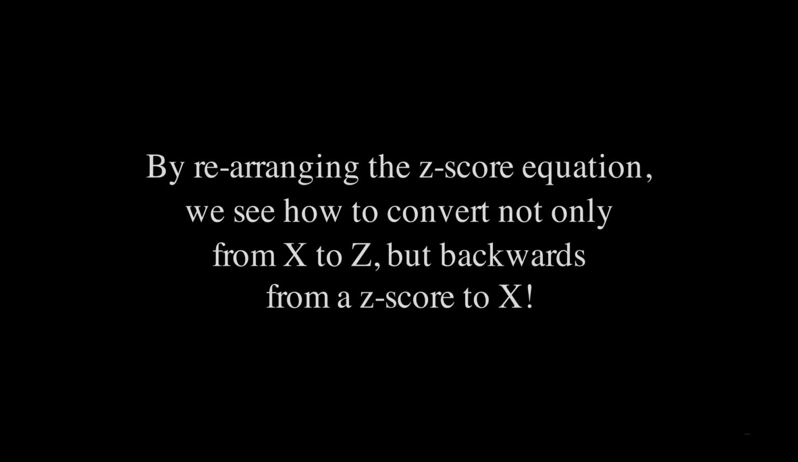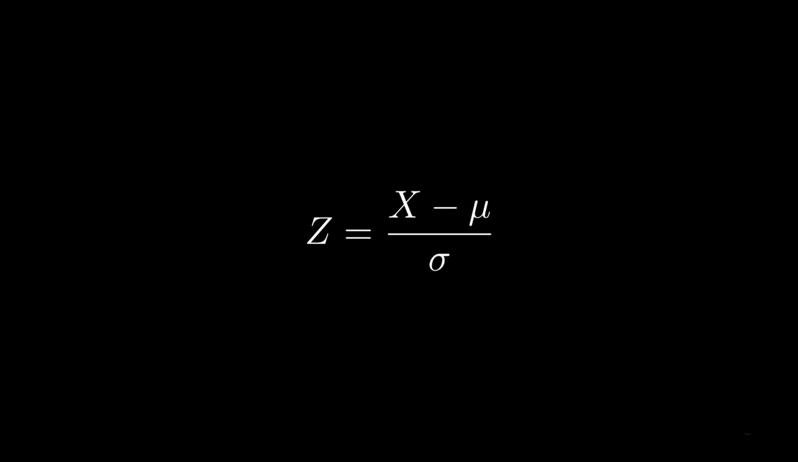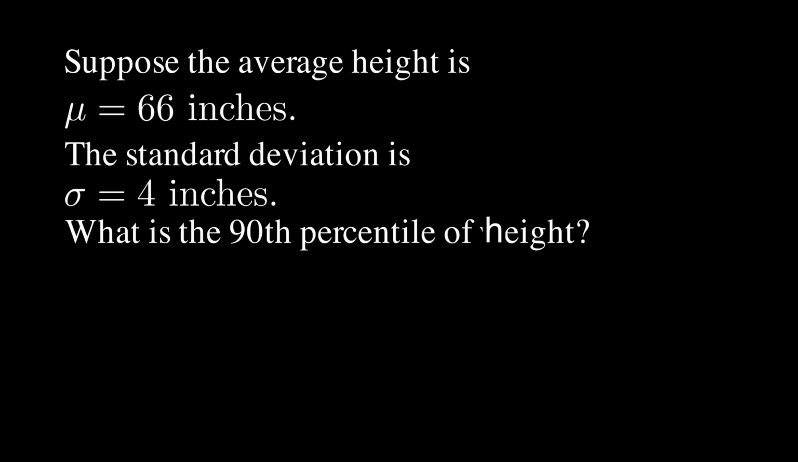So let's take a look at this. By rearranging this z-score equation, we can see how to convert not only from x to z, but backwards from a z-score to x. In other words, when we have a z-score, we can then find the observation that is that many standard deviations away from the mean. And we can see this by rearranging the equation, by moving sigma over and moving mu over. So suppose the average height is 66 inches and the standard deviation is 4 inches. What is the 90th percentile of height?